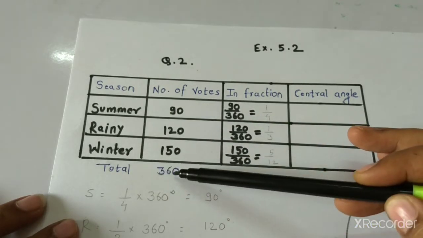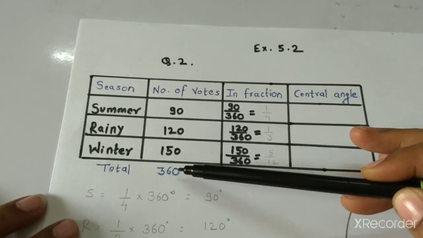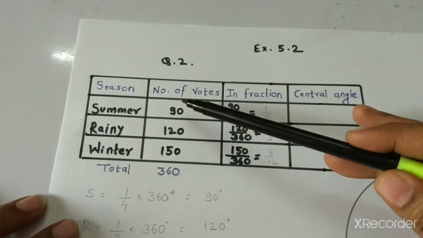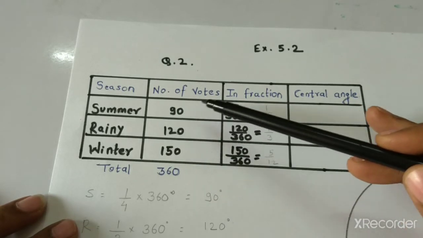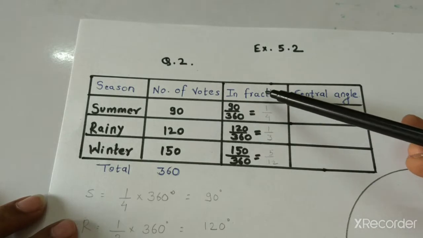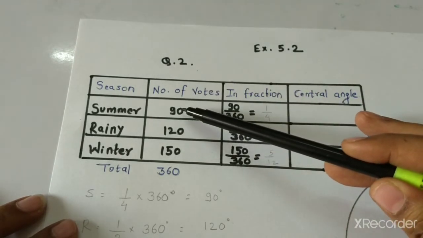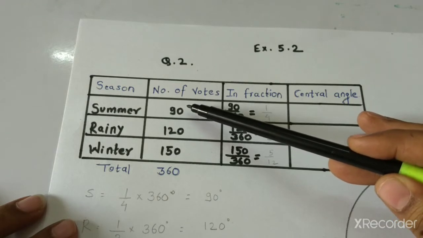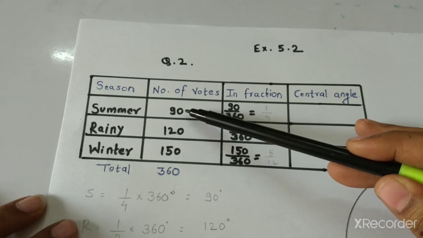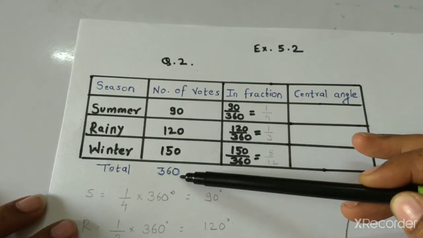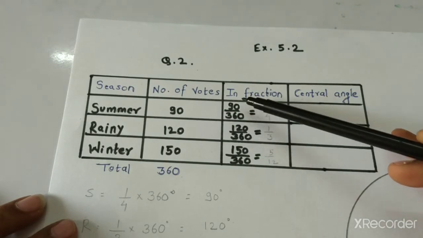Total is 360, right? So if total is given in the question, well and good. If it is not given, you have to find the total, children, right? Because the next step is finding the fraction. What is the fraction? It will be the number of votes divided by total votes. So in summer, number of votes were 90 and total votes were 360. So 90 divided by 360.